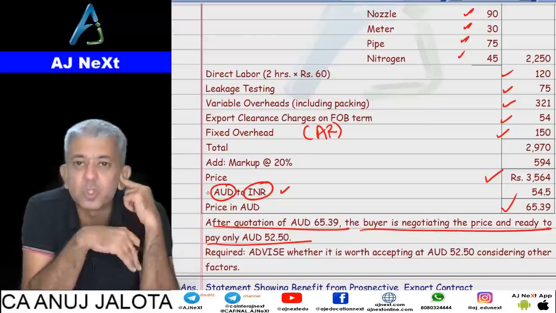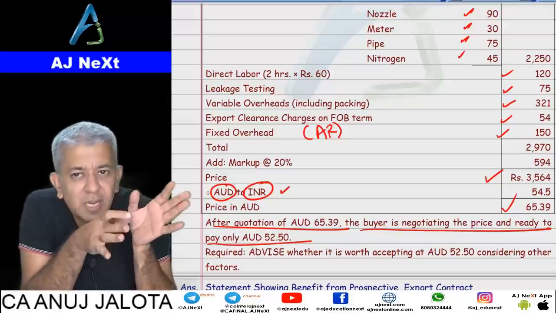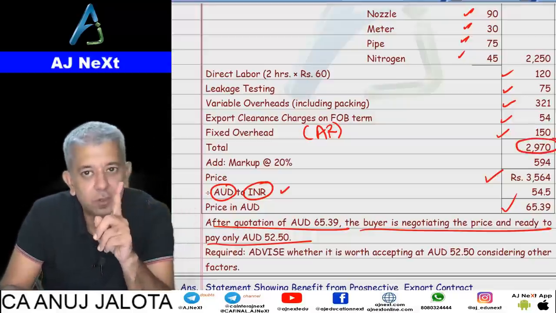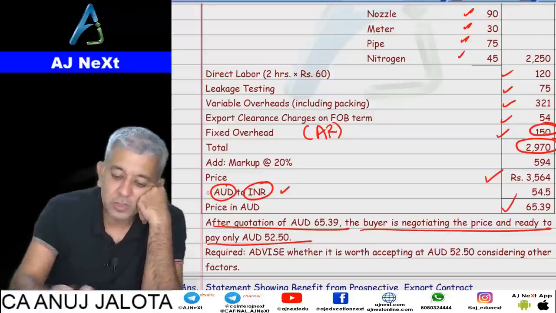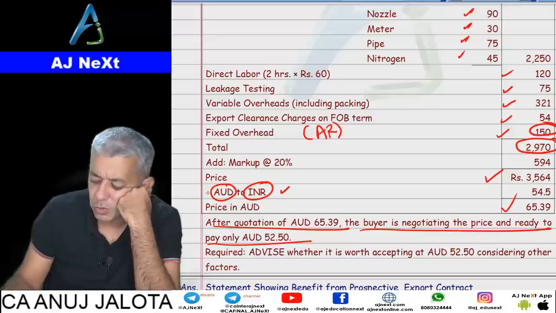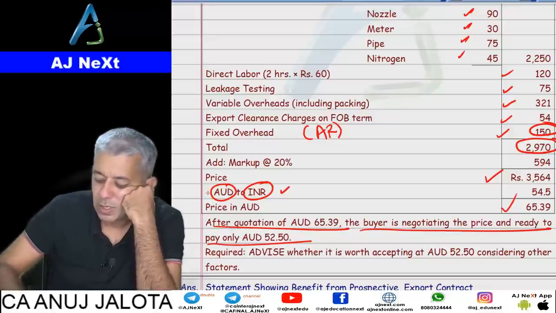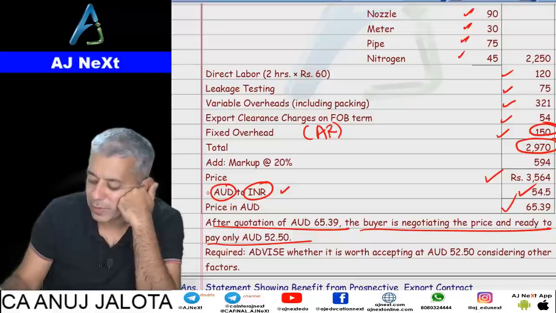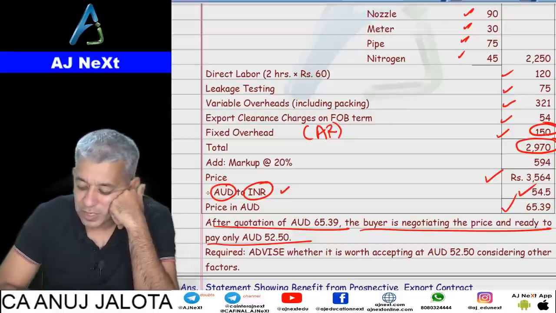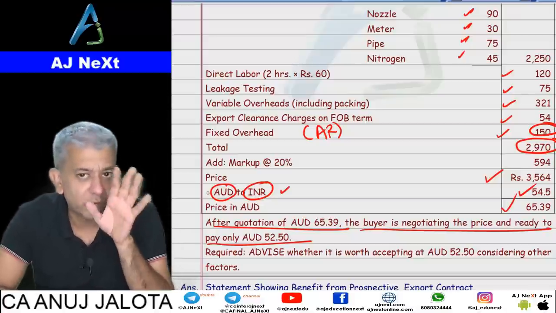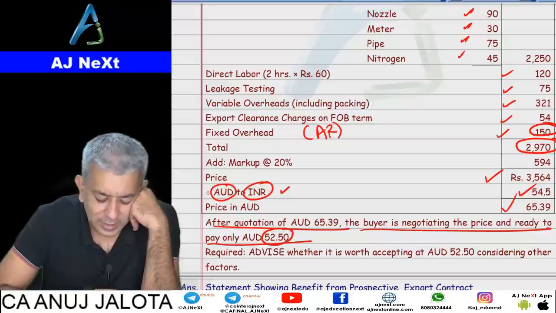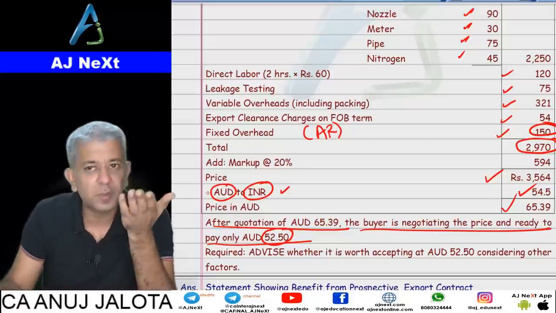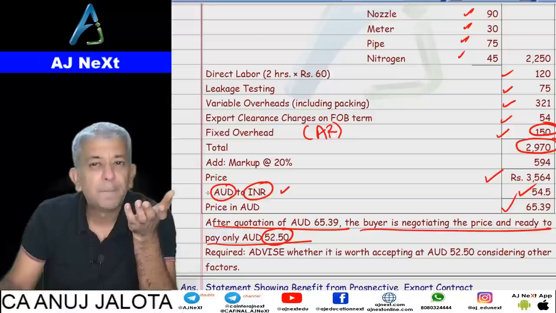Now see, actually this question is too simple. They have not given us any adjustment regarding material and labor, no short supply, nothing. So this is your final cost, except obviously this 150 is your absorption rate. It is not incurred as such. So therefore from 2970 I am subtracting 150. In this case your cost is 2820 divided by exchange rate 54.5. So 51.74 Australian dollars is going to be your cost, and that buyer is ready to give you 52.5. So subtract, and 0.75 is going to be your profit per fire extinguisher in this particular case.